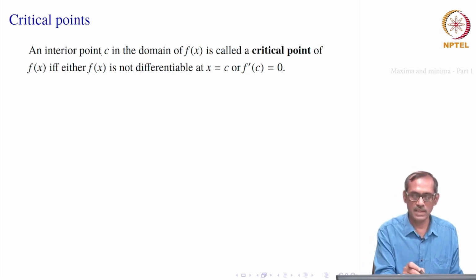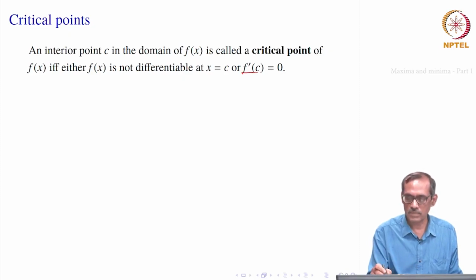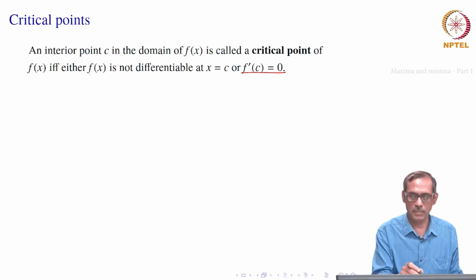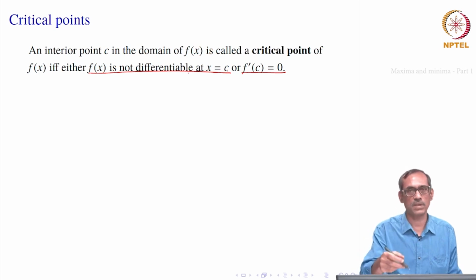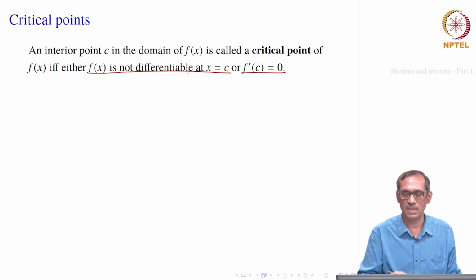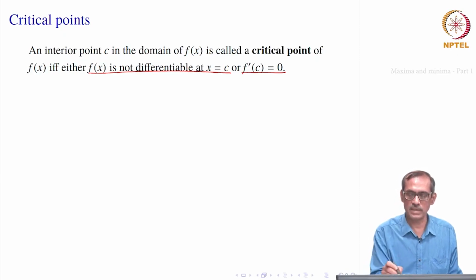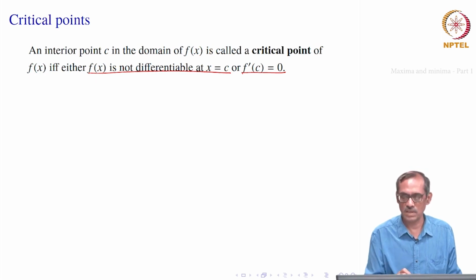We say that an interior point c is called a critical point if f prime c equal to 0 or f x is not differentiable at x equal to c. So, that also we include because we assumed there that f x must be differentiable at c, then f prime c equal to 0. So, if it is not differentiable, we also include that case. So, we say that an interior point is called a critical point if either it is not differentiable at c, or once it is differentiable, its derivative is equal to 0. Such a point is called a critical point, and it is defined only for the interior points.